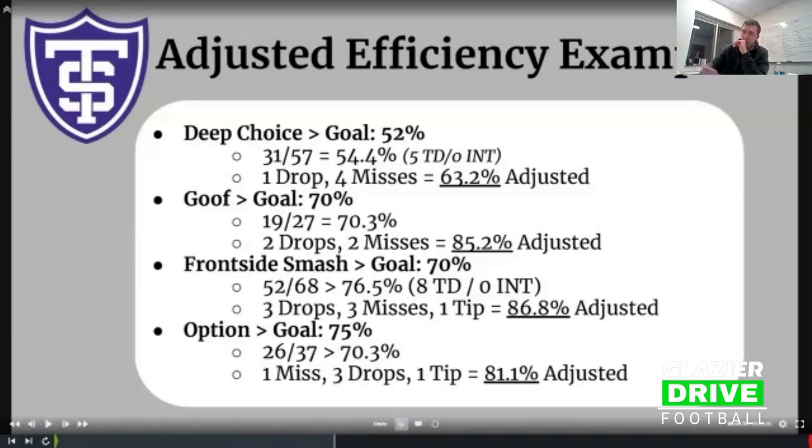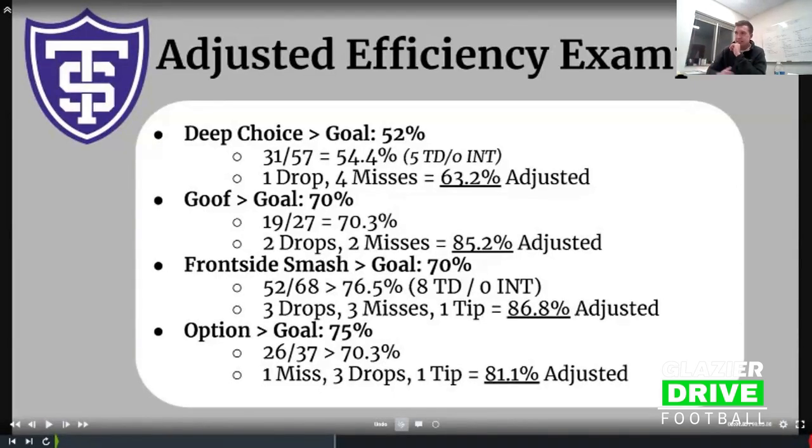So you can see I've got 4 concepts here, 4 different examples. Deep choice, going into the season, the goal was a 52% completion. We went through the previous year and understood what it represented in our confidence or what it represented within our system, what type of yield we believed we needed for it to be an efficient concept, and we came up with 52%. Okay. So you go through, all right, we uncorked this thing 57 times. We were 54.4% completion, nice little ratio there.